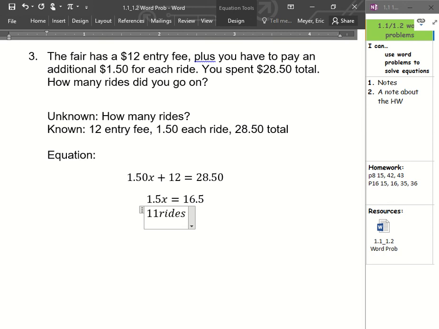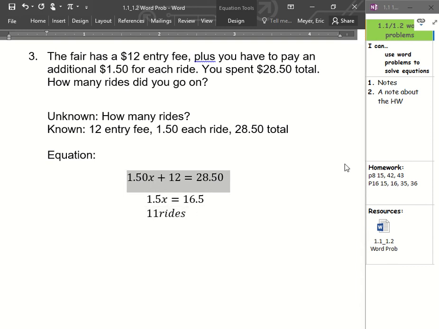If you have questions or concerns on how we do this, make sure you're coming to talk to me. I know that these were some quick examples, but once you get to this point, you can use the other videos to figure out how to solve for that variable again. We solved that. We said x equals 11 rides.